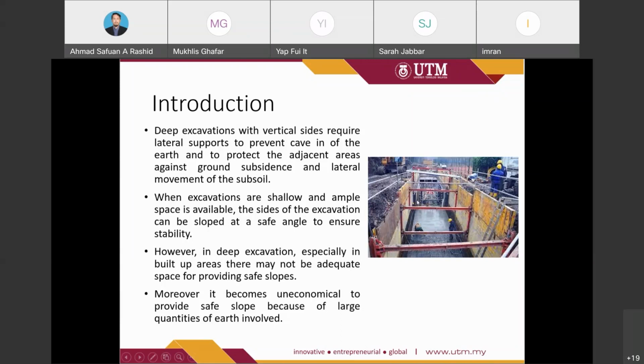So this is an example of the bracing system, where they have a sheeting system to protect the soil from collapsing. And this bracing system is used to give support to the sheeting from the side, to protect the soil from collapsing.